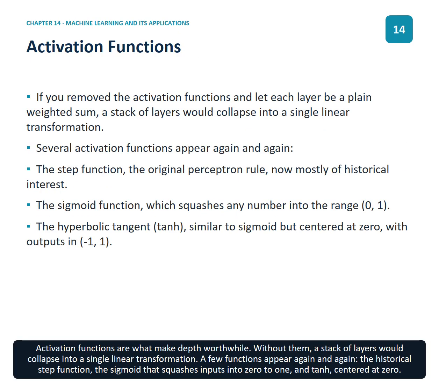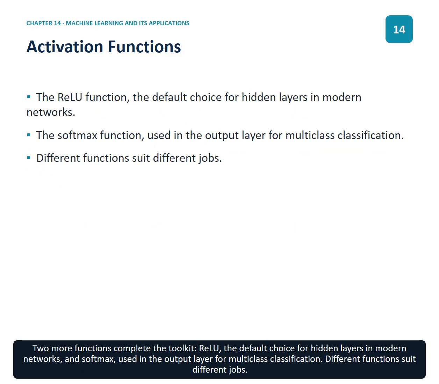Activation functions are what make depth worthwhile. Without them, a stack of layers would collapse into a single linear transformation. A few functions appear again and again. The historical step function, the sigmoid that squashes inputs into 0 to 1, and tanh centered at 0. Two more functions complete the toolkit: ReLU, the default choice for hidden layers in modern networks, and softmax, used in the output layer for multi-class classification. Different functions suit different jobs.